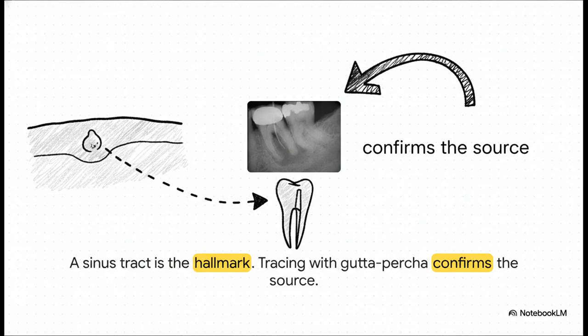The definitive diagnostic test: you gently insert a gutta-percha cone into that tract until it stops, and then you take an x-ray. That cone will literally point you directly to the apex of the offending tooth. It confirms the source of the infection with 100% certainty, no guesswork needed.